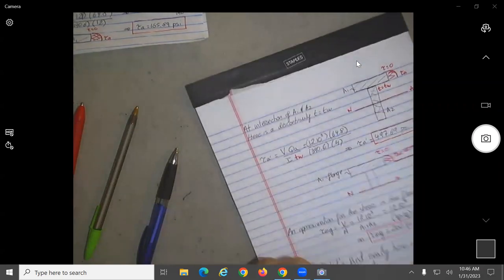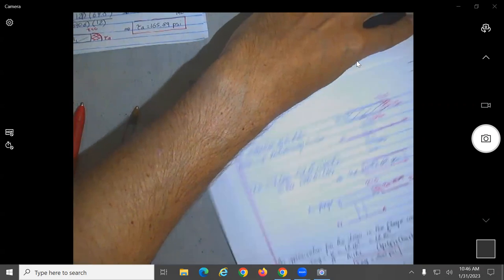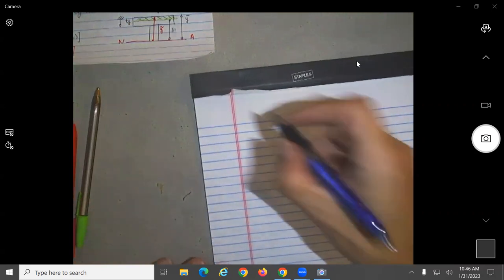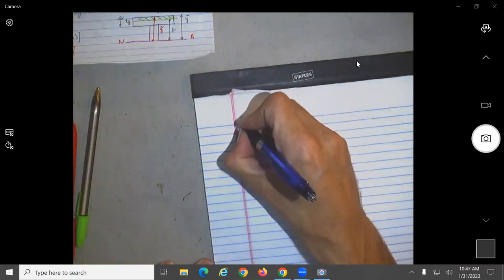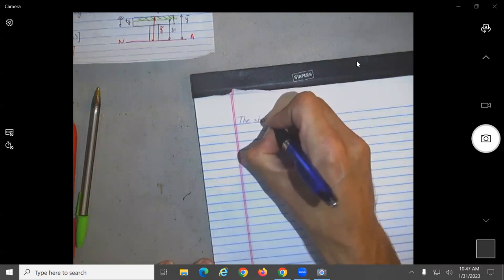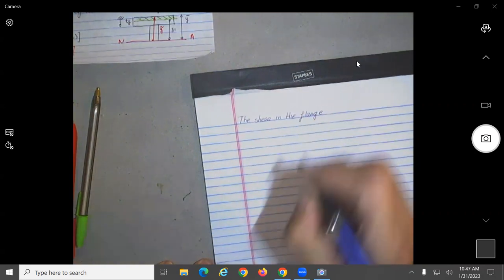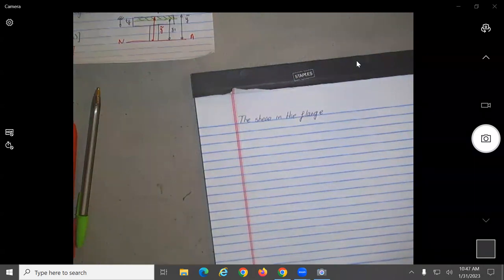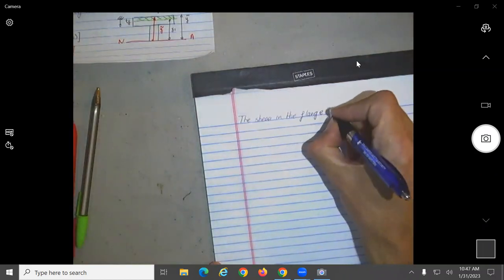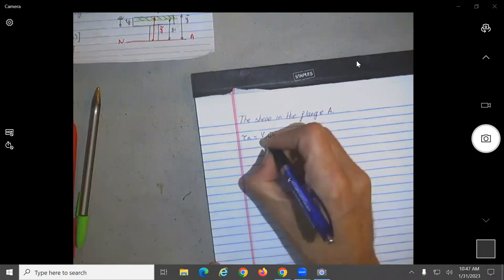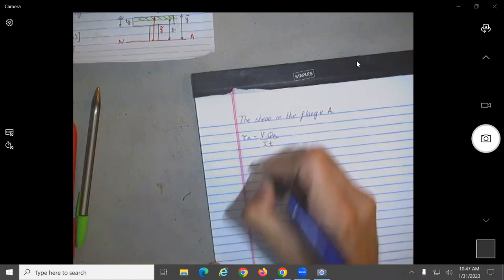Okay, so since we have this, I'm going to do this in detail. We do the same thing we have done, really. Let's put it right here. So the shear force, so the shear, there would be two ways to do it. It's not a bad thing to do that way. I'm happy. So the shear in the flange will be equal to what? So tau sub A, as we used before, will be V times Q sub A divided by I t.